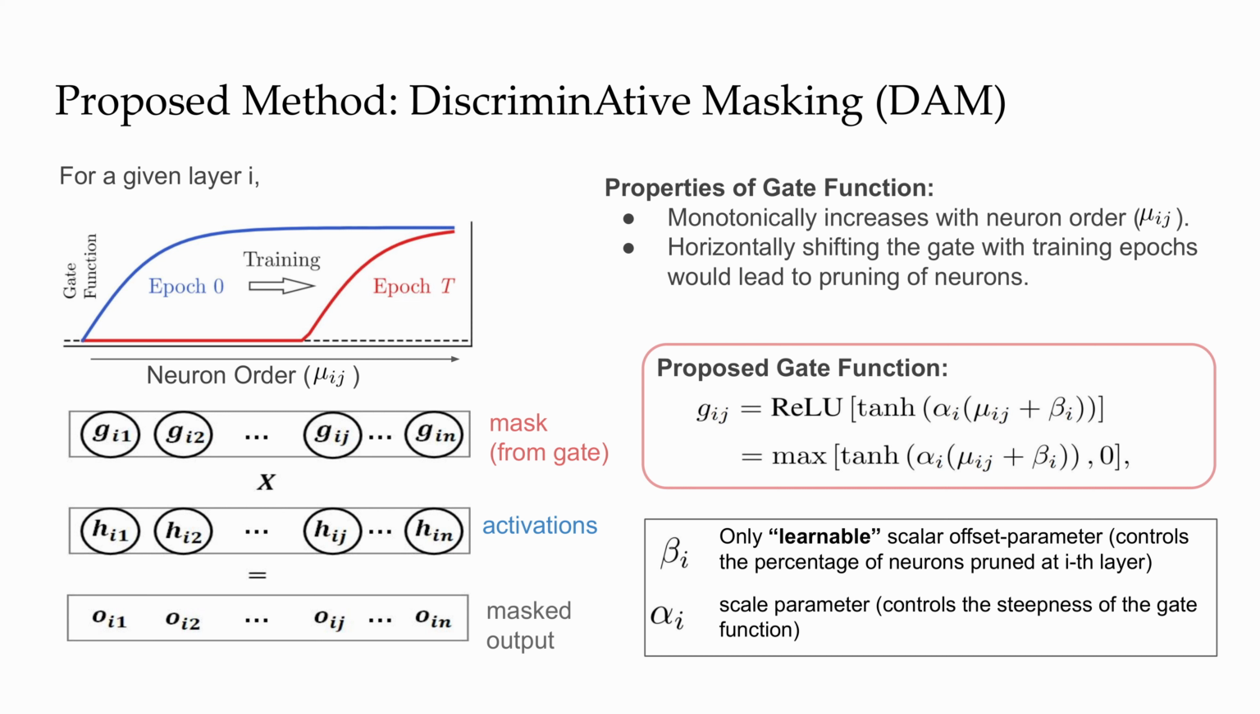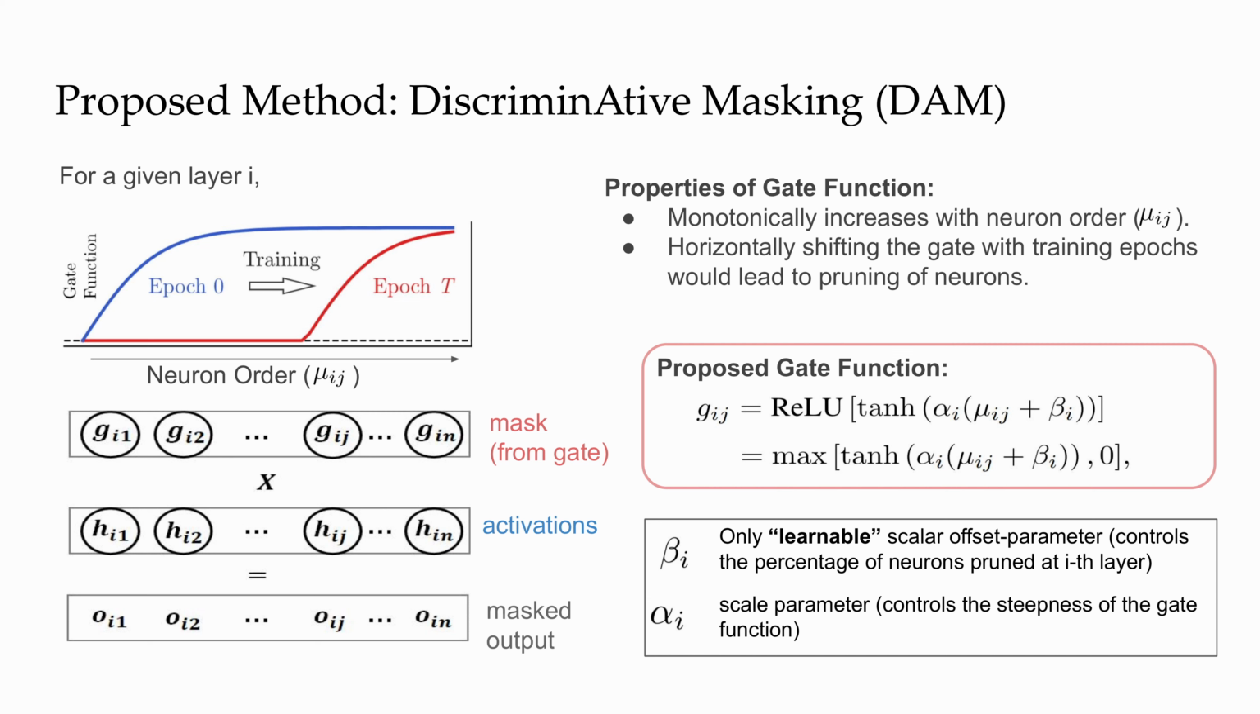To implement our gate function, we use a very simple parametric form, which is a composition of ReLU and a tanh, and is a function of the neuron order μ_ij. Having ReLU ensures that our gate function produces mask values that are exactly equal to 0, thereby strictly enforcing L0 sparsity. Tanh allows the gate function to be monotonic with respect to μ_ij. Alpha_ij is the scale parameter which controls the stiffness of the gate function. We keep alpha constant in our experiments.